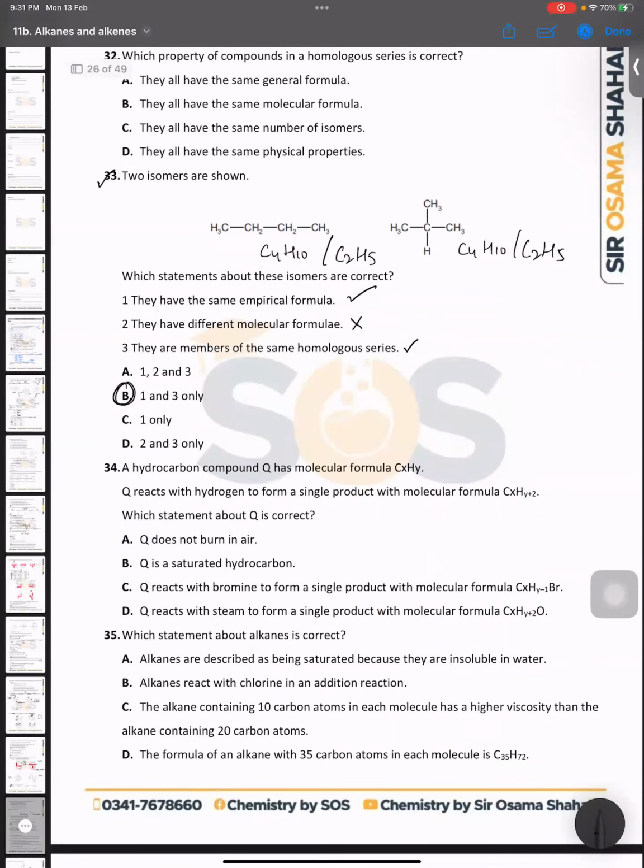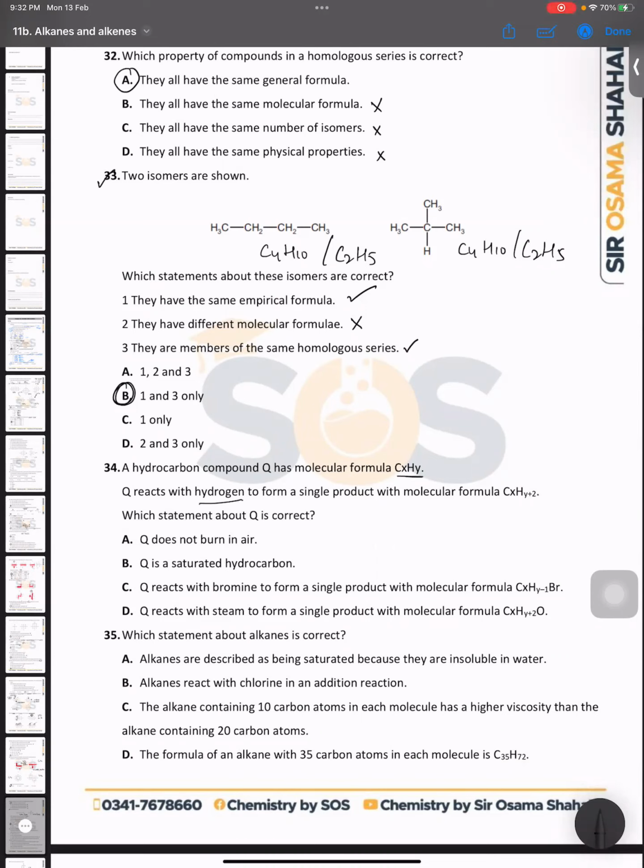Then here we have MCQ number 32. Which property of compounds in a homologous series is correct? They have the same general formula. This is the right answer. They all have the same molecular formula. No. They all have the same number of isomers. No. They all have the same physical properties. No. Right.